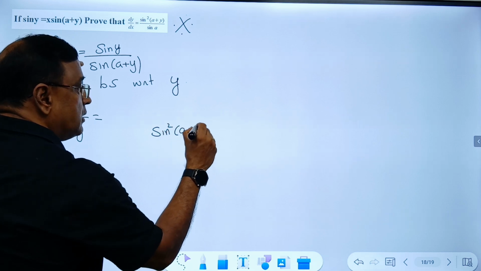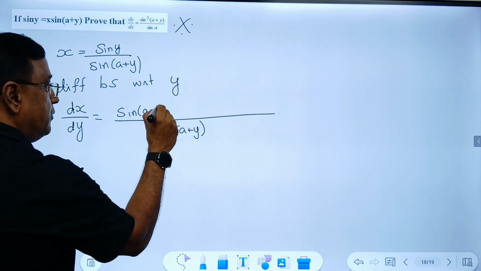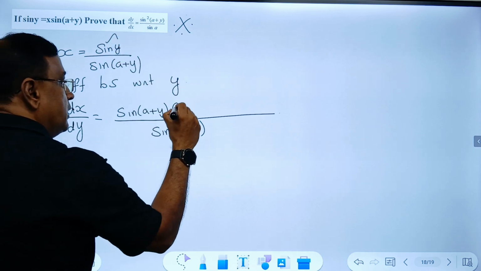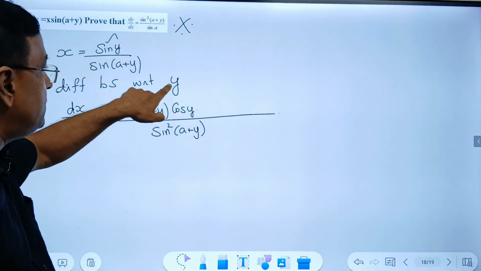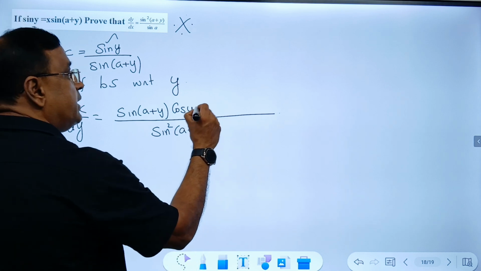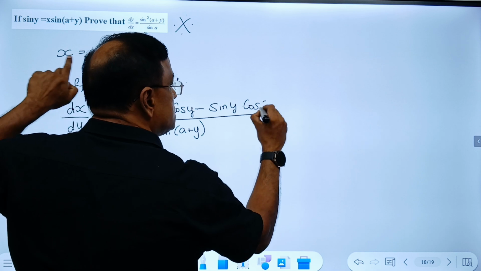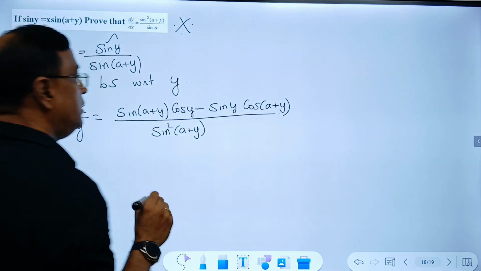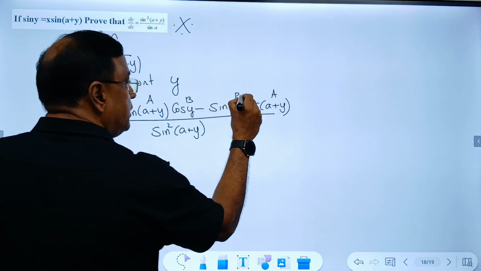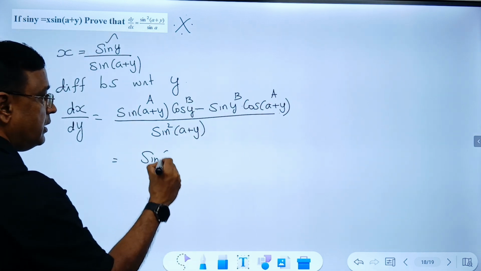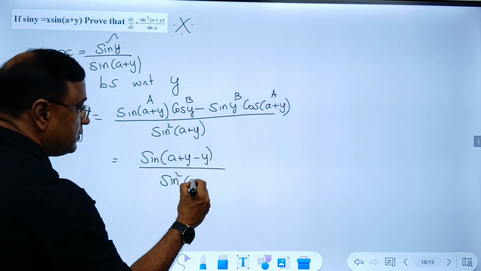Quotient rule. What is quotient rule? Denominator square, then denominator, that is v, into, what is differentiation of sine y? It is cos y. Differentiation of y is not dy by dx, it is 1 because I am differentiating with respect to y, minus sine y into, what is differentiation of sine of a plus y? It is cos of a plus y. Now you can see clearly, sine a cos b plus cos a sine b. What is the formula? Sine of a minus b, divided by sine square a plus y.